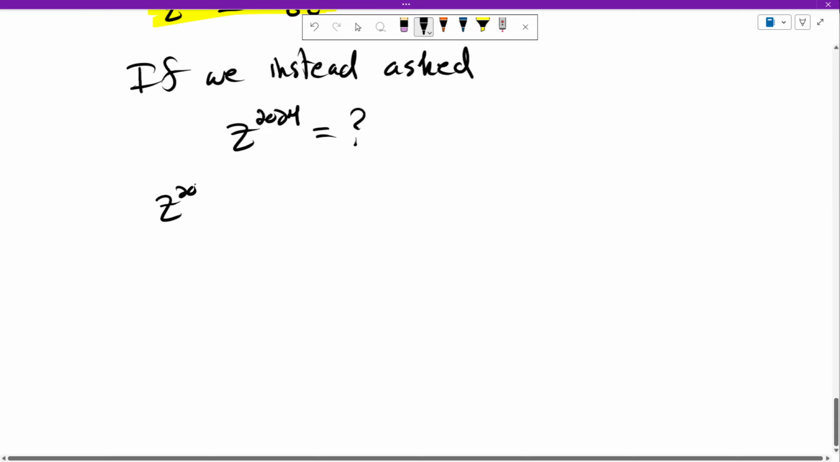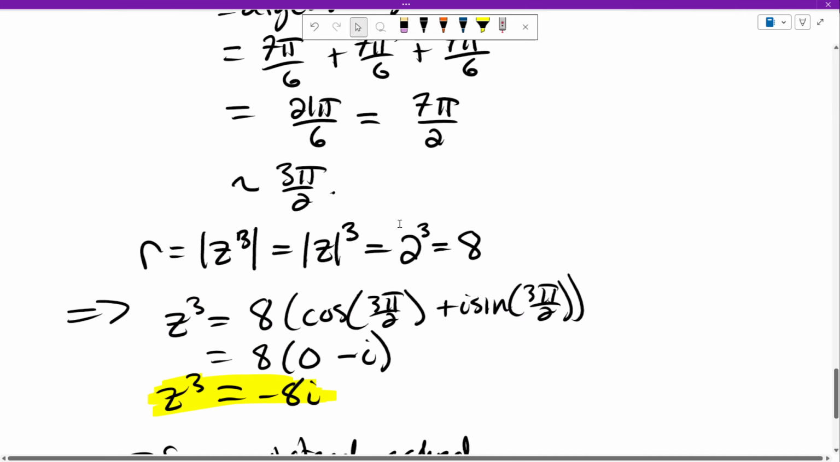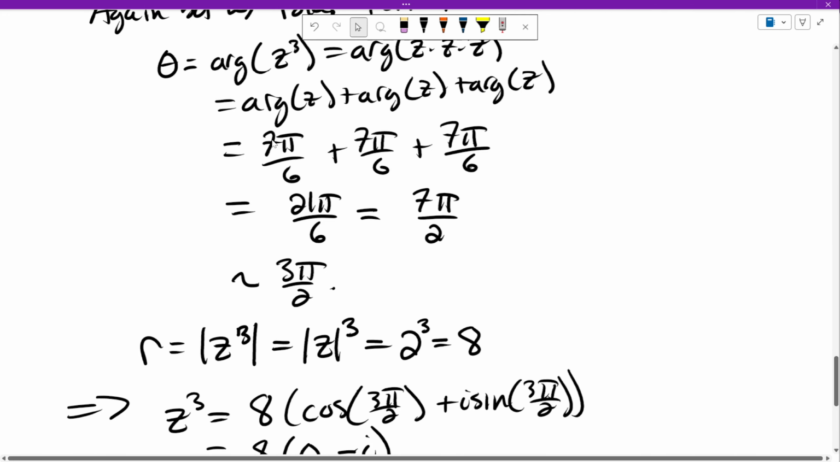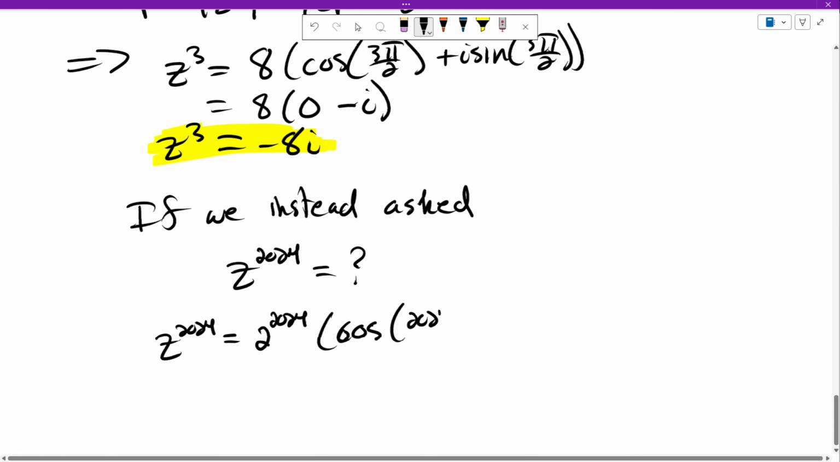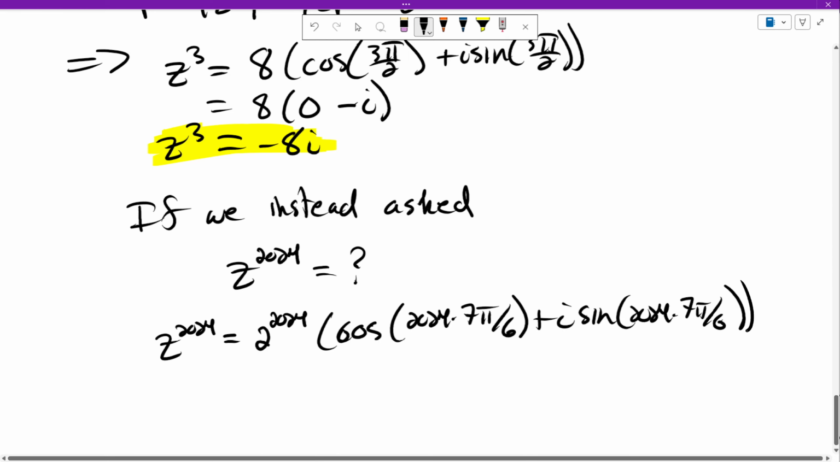However, z to the 2024 is going to be our r, before it was 2 cubed, now it's 2 to the 2024. And then before it was cosine of, what was significant about 21 pi over 6? Well, it was 3 of our 7 pi over 6. And why 3? Well, we had 3 z's. Well, now we have 2024 z's. So 2024 times 7 pi over 6 plus i sine 2024 times 7 pi over 6. And that would be some number that if we really cared, we could compute. But that was a lot easier in this case to use than the binomial theorem.